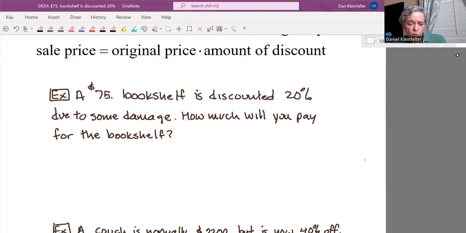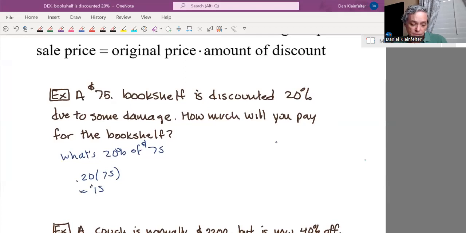So first we want to know what's 20% of $75. So again, we can multiply 0.20 times 75. You're going to get 15. Okay, that's the amount of the discount. 75 minus that $15 discount is going to be $60. We'll pay $60 for that discounted bookshelf.